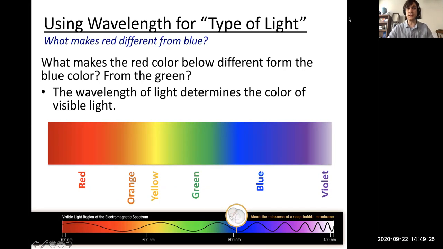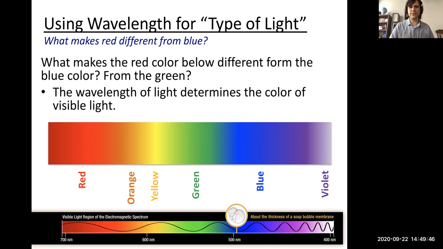Let's start with light that we're used to. We're using wavelengths to describe different types of light, and really what I'm talking about is different colors of light. So right here, I've made ourselves a pretty little rainbow on the screen, but I can ask the question, so what makes this red color red?